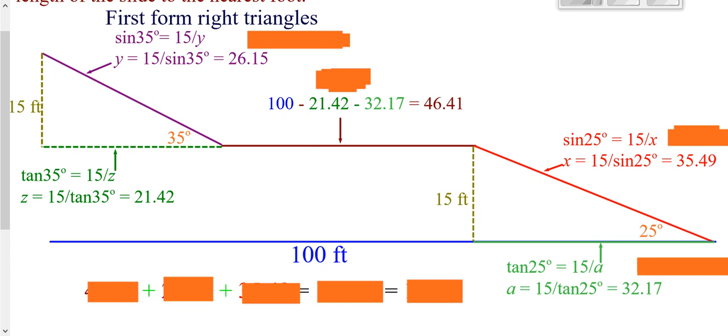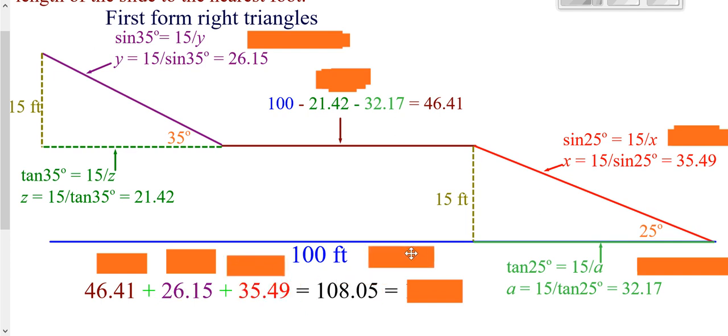So now I should be able to go ahead and find the length of my slide. I'd have the purple plus the horizontal plus the red. So the horizontal plus the purple plus the red, add them together, and I get this. And so I'd say it's about 108 feet.